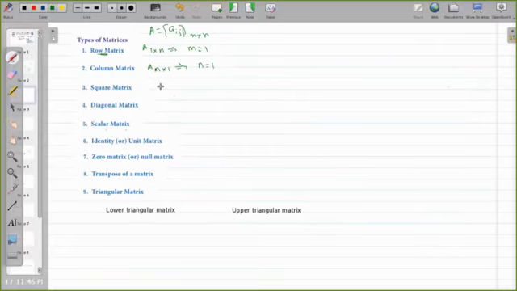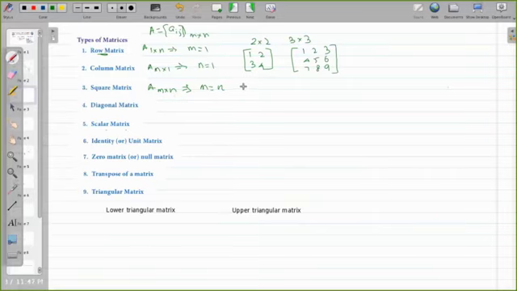Then the square matrix. If a matrix has an equal number of rows and columns, that means m by n, this implies m is equal to n. The matrix has the same number of rows and columns, so we can say it is a square matrix. Children, when we talk about the square matrix, we can say it is a 2 by 2 matrix, 3 by 3 matrix, like this. For example, 1, 2, 3, 4. See that it is a 2 by 2 matrix. Then for 3 by 3, 1, 2, 3, 4, 5, 6, 7, 8, 9. This is a 3 by 3 matrix.